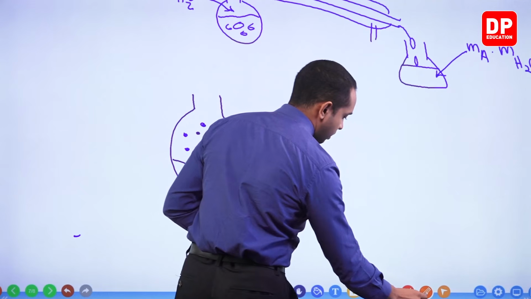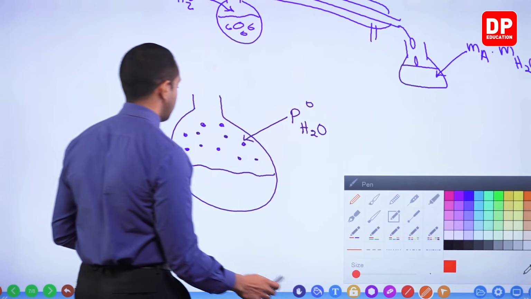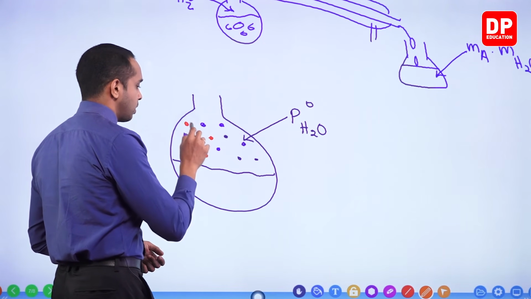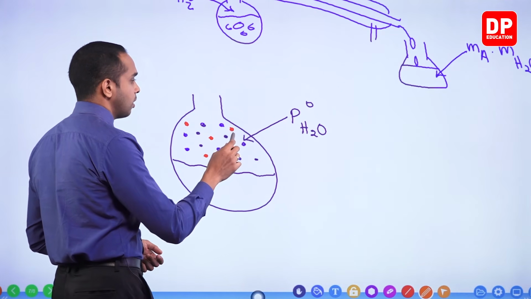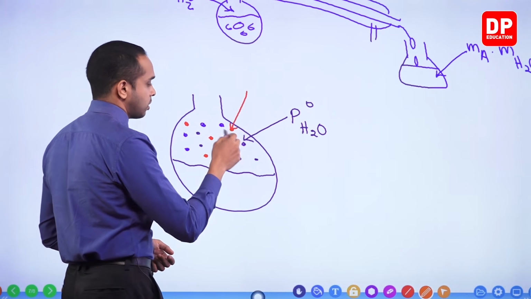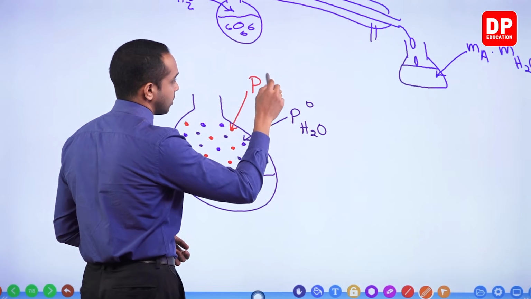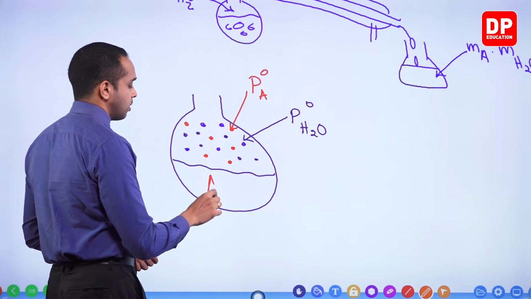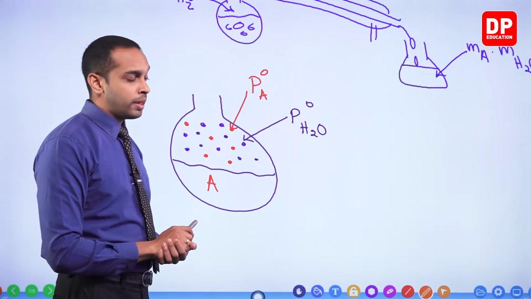And apart from that, we will have our essential oil also. I will indicate the essential oil in red. So essential oil vapor will also be there. So these red dots indicate the essential oil vapor. Since there is essential oil vapor, there will be essential oil vapor pressure. Now essential oil was given as A, so we will say the partial pressure there is PA.